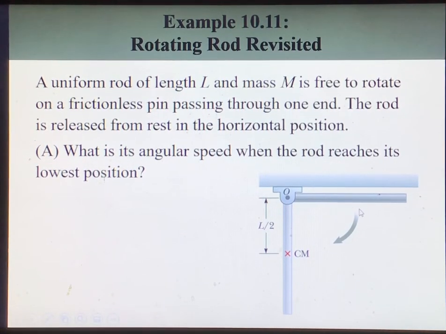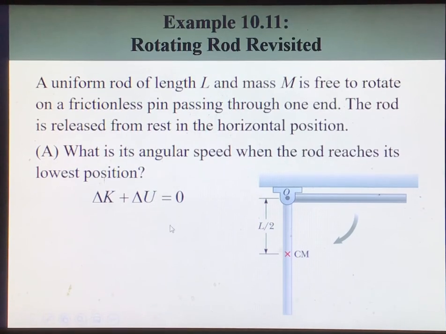So this is the rod at t equals 0, which is going to be released from rest, and then it's going to swing in the clockwise direction until it passes through this point right here. So we want to calculate what the angular speed is when it reaches this lowest position right here. Again, I can do conservation of energy, so I could just say that the change in the kinetic energy plus the change in the potential energy is equal to 0.